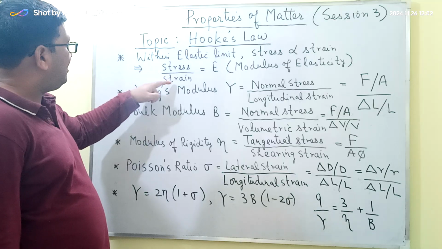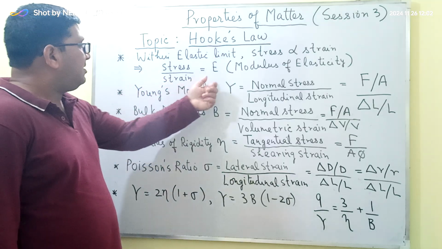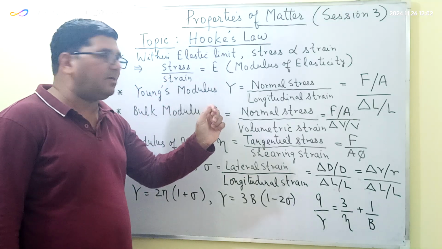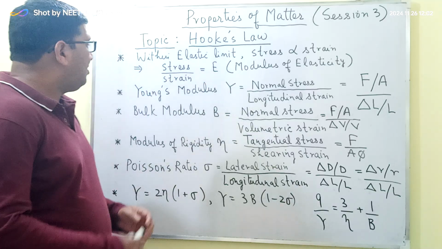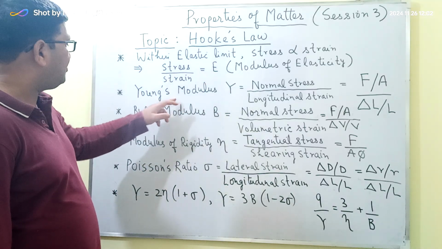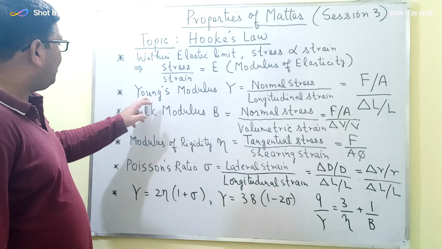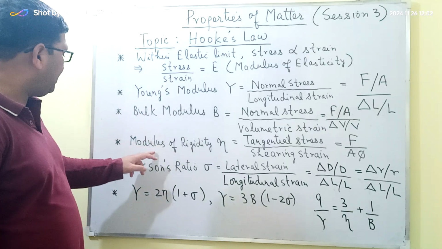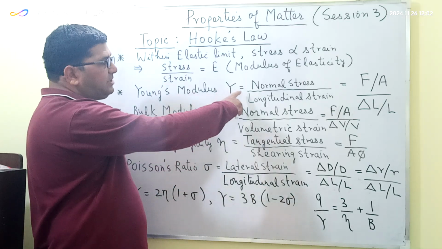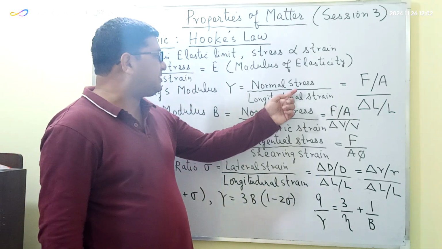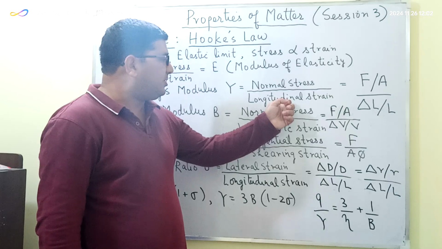of stress to strain will be a constant for a particular body, and that constant is called the modulus of elasticity. Now, the modulus of elasticity is of 3 types, that is Young's modulus, bulk modulus, and the modulus of rigidity. So, Young's modulus is the ratio of the normal stress to the longitudinal strain.